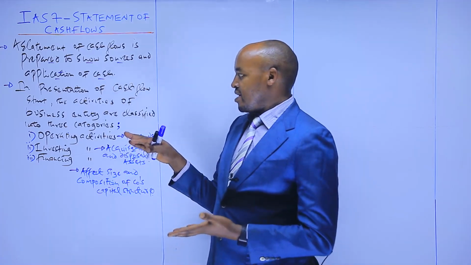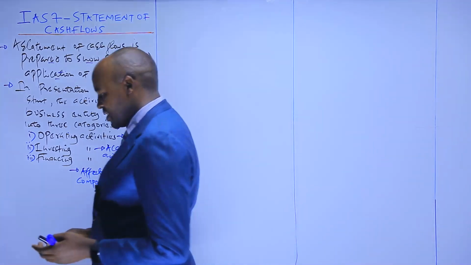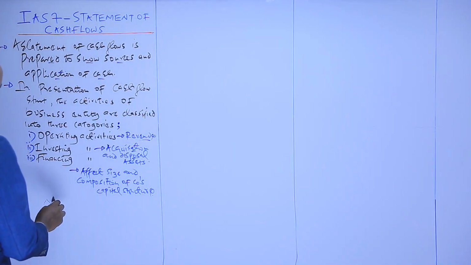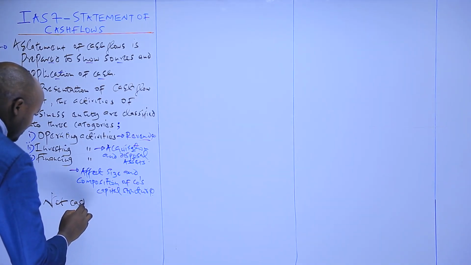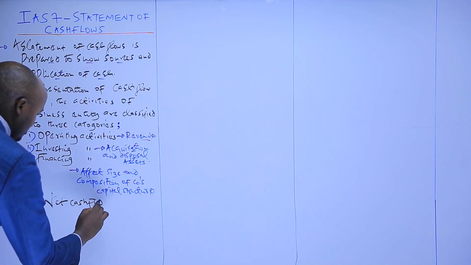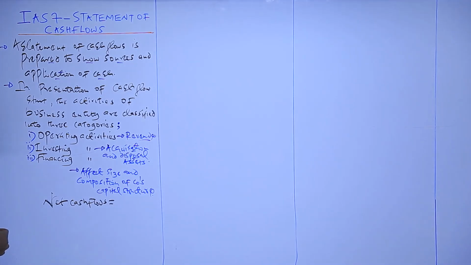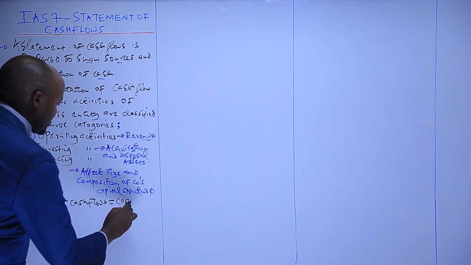And therefore, after classifying the activities into those three categories, in preparing the statement of cash flows we then determine what we refer to as the net cash flows from each of these three activities. How do we determine that net cash flows? We take the cash inflows.